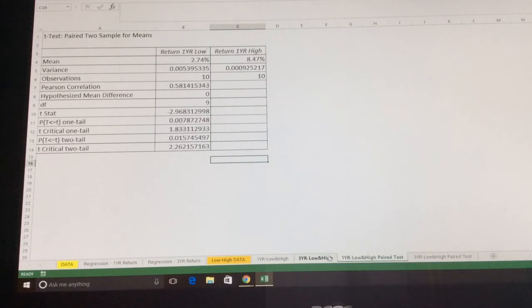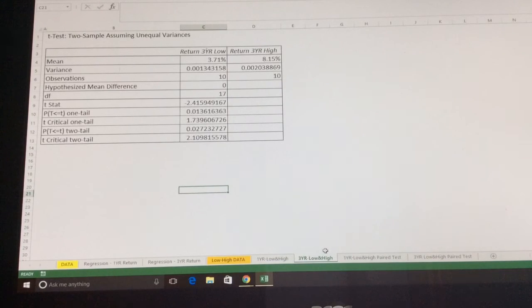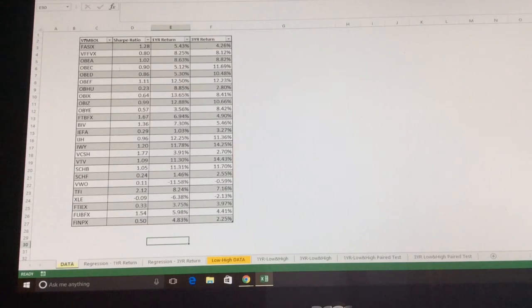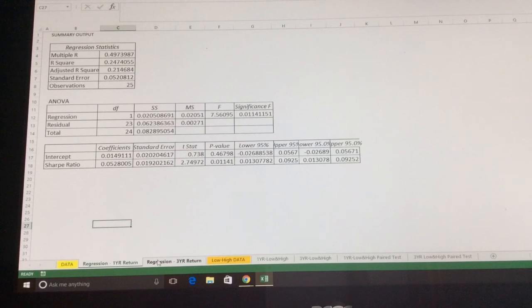In light of the data that we gathered and the analytics that we ran, we see that our argument that funds that have higher Sharpe ratios tend to have higher returns is supported. We're seeing significant data analytics telling us that this is rather accurate.